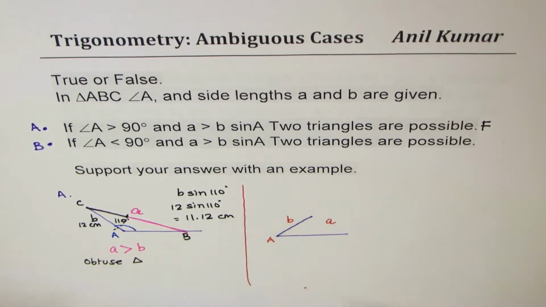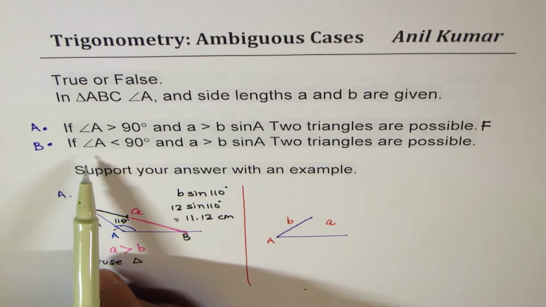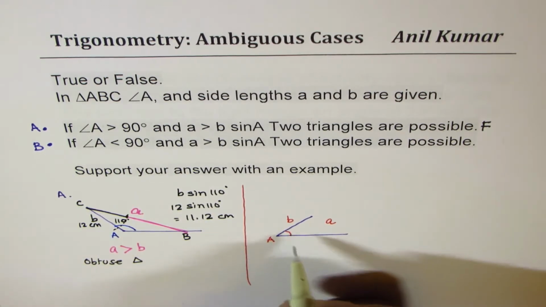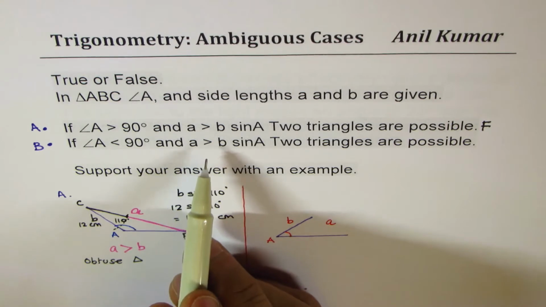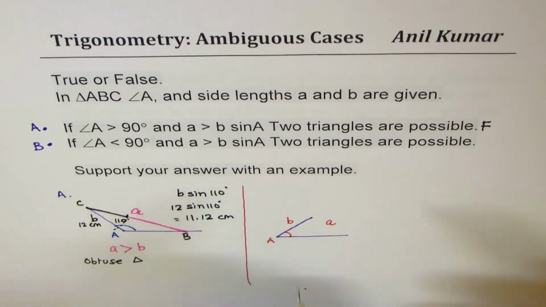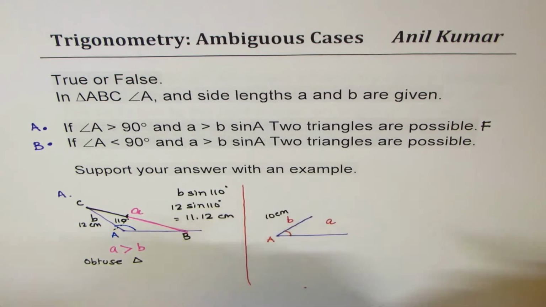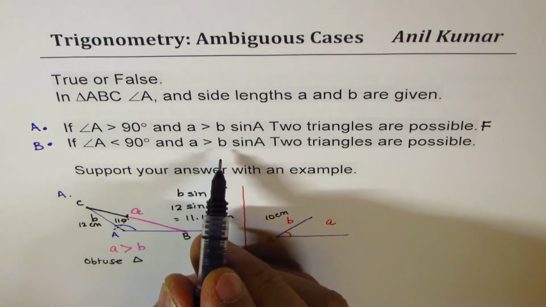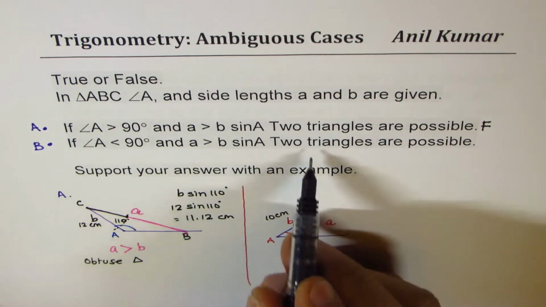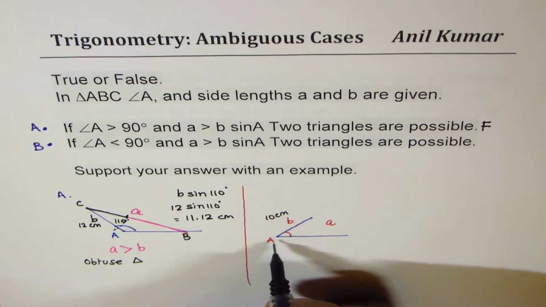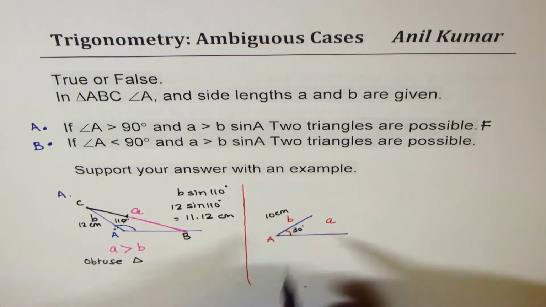So here somewhere we'll have A. Now we are saying that if angle A is an acute angle, like shown here, then A is greater than B sine A. So let's take side length B as equal to, let's say, 10 centimeters, right? And A is greater than B sine A. Two triangles are possible. Okay, let's calculate B sine A. Let's take this angle as, let's say, 30 degrees.